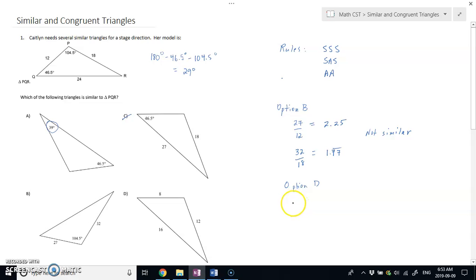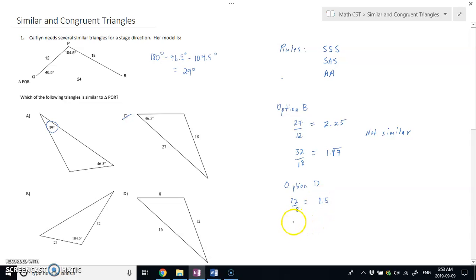And I really hope that there's an answer here. So we can do side, side, side so long as all of them are proportional. And so let's take our shortest side and compare it to our shortest side. So I'll go 12 divided by 8. And 12 divided by 8 is 1.5.